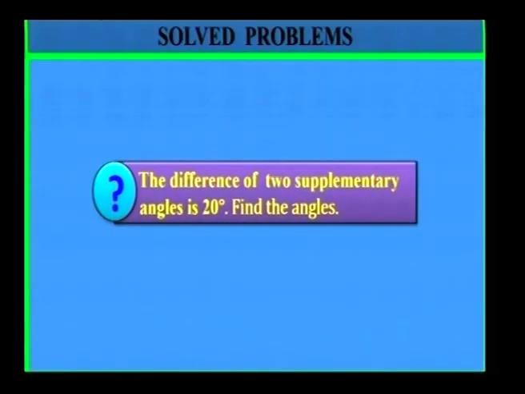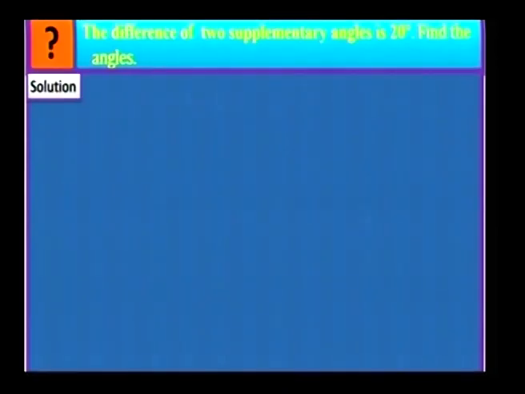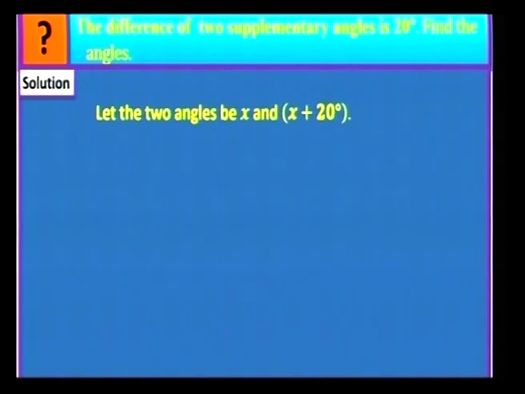Let us see our next problem. The difference of two complementary angles is 20 degrees. Find the angles. Let us start with the solution. Let the two angles be x and x plus 20 degrees. Since the difference between the two angles is 20 degrees, we have taken the two angles as x and x plus 20, because on subtracting these two angles we get 20.